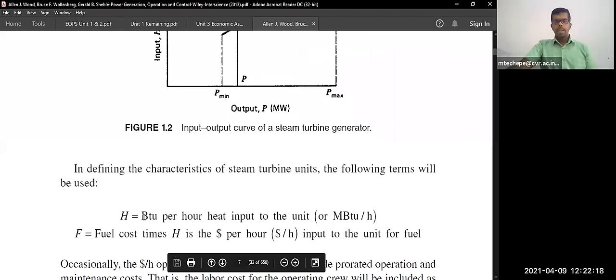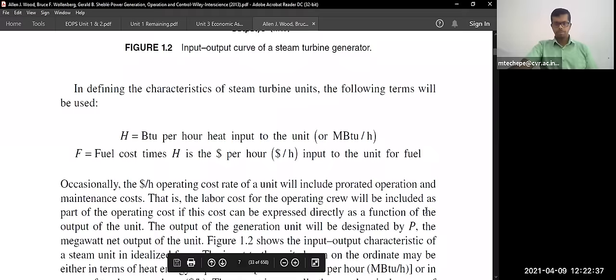So H is in billion British thermal units per hour, the heat input to the unit, and F means fuel cost. H is nothing but the heat rate, that is, the input to the unit for the fuel.